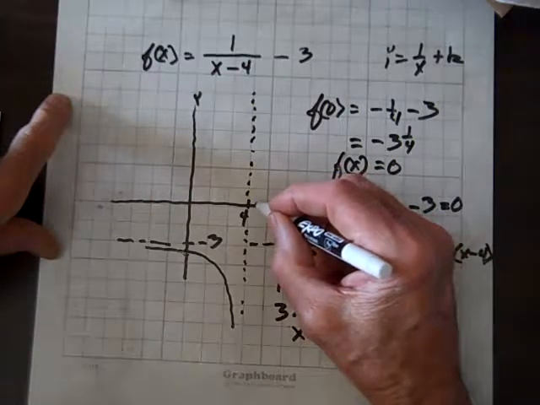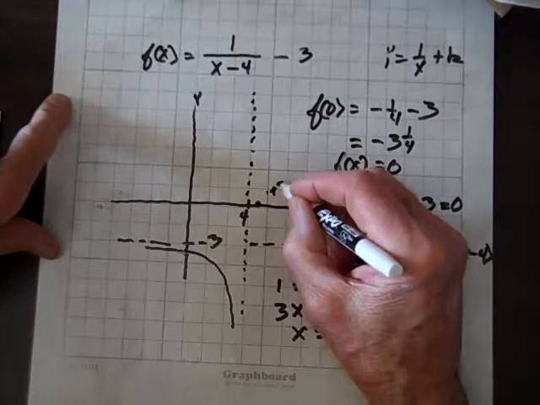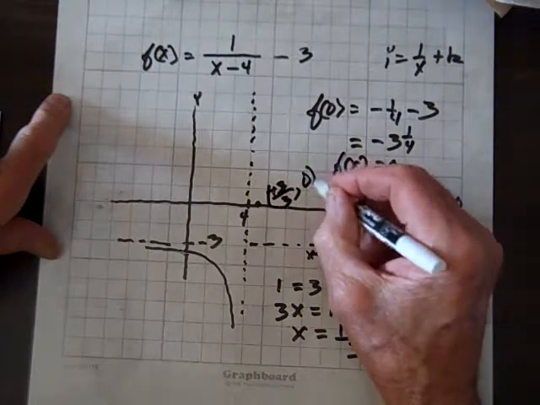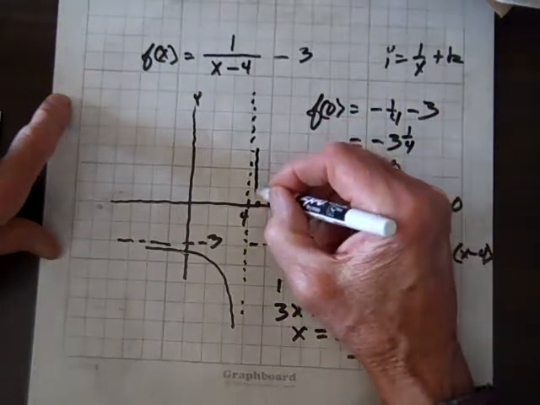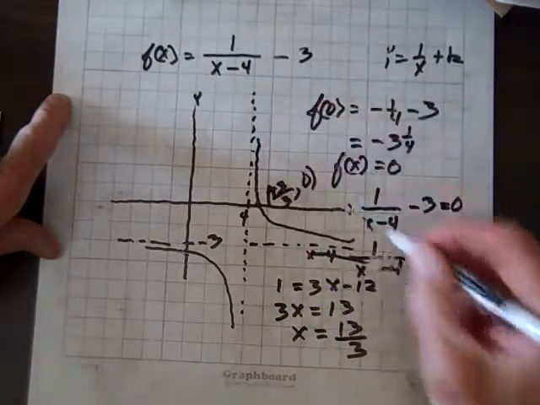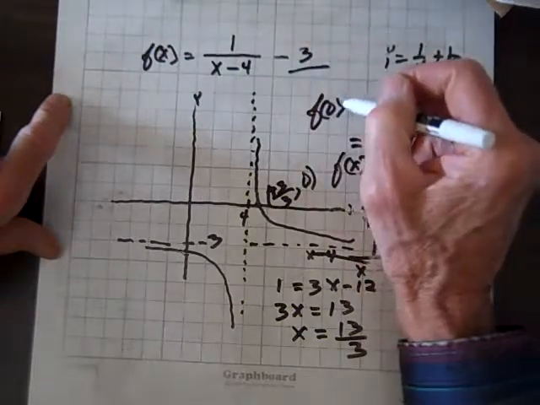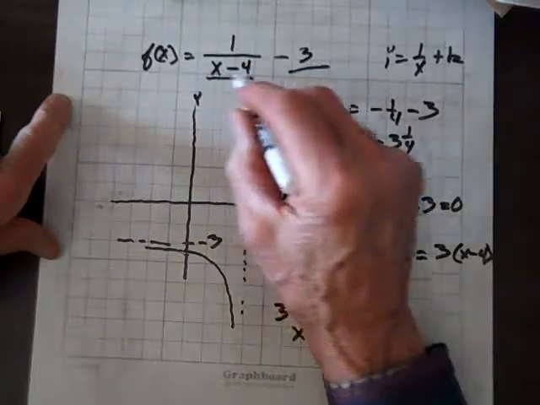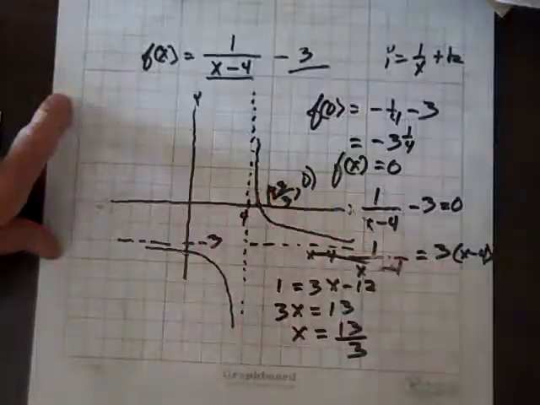So x equals 13 over 3, which is a little bit to the right of 4, because 12 over 3 is 4. So here we are at 13 over 3, 0. That's an ordered pair. And so our graph looks like this. Okay, big deal here. This constant moved it up or down, what took this to 0 moved the vertical asymptote left or right. And we're done.